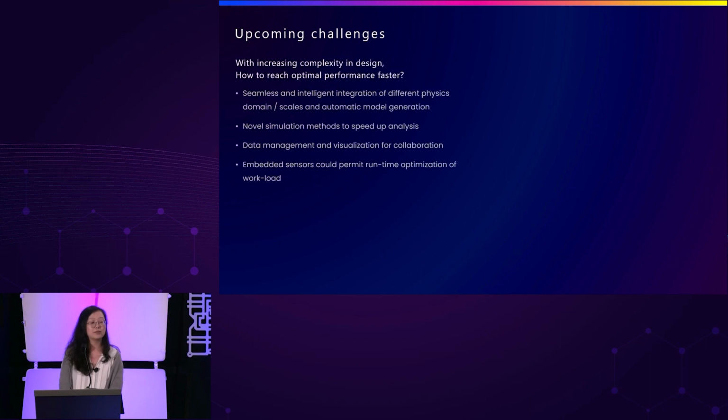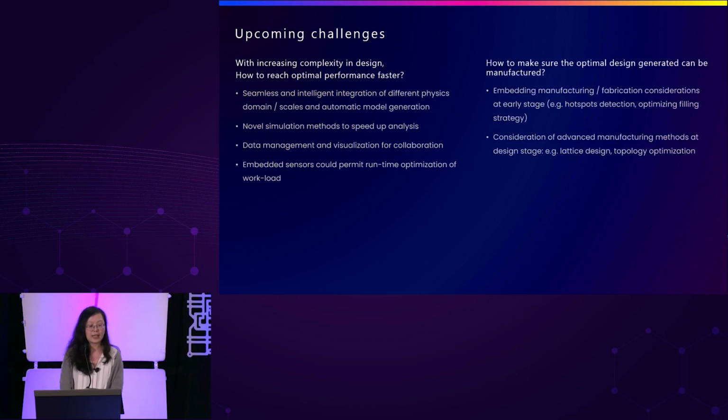So what's next? With increasing complexity of the design, we need to be able to reach the optimum performance faster. And one key strategy would be to seamlessly integrate different physics domains and length scales together. And to think a step ahead, we can also think about how we can speed up these simulations so that in combination with embedded sensors, we could do a runtime optimization of workload during operation.